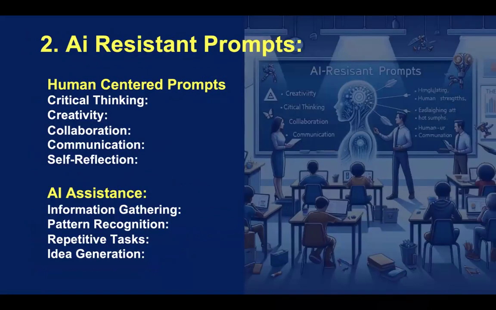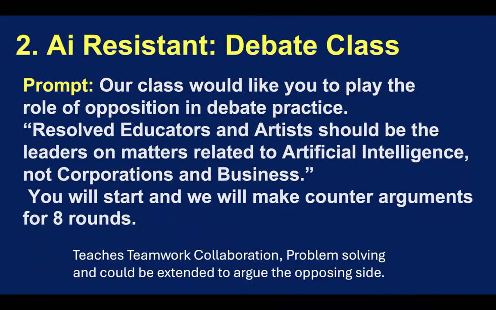And then AI resistant is human-centered stuff and AI assistance. What's it allowed to do? What's it good at, right? And then AI resistant debate class. So debate's a great thing. Give it a prompt and have it play an act.